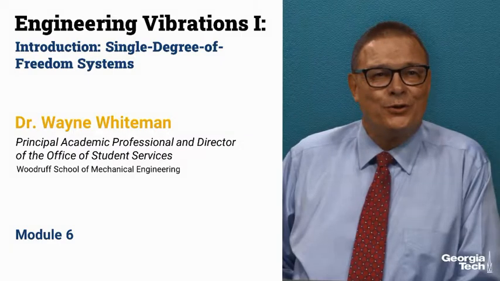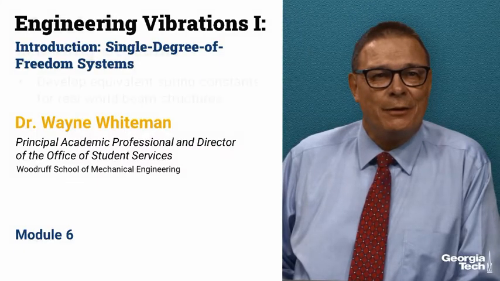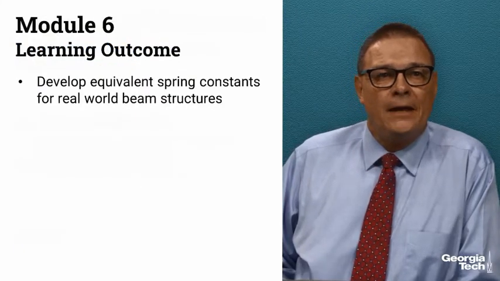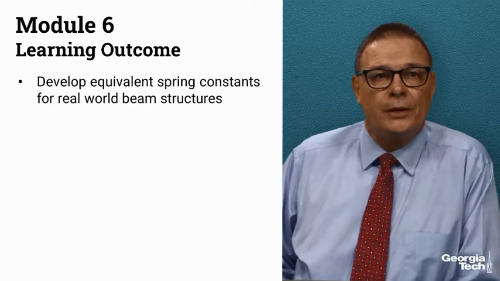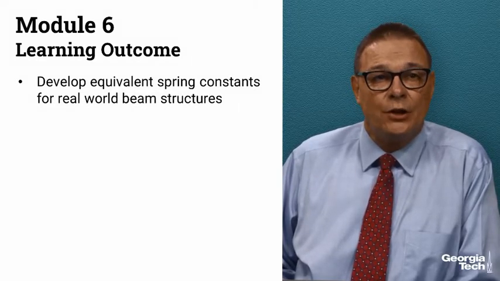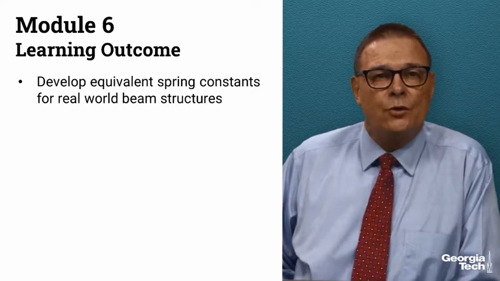Welcome back to Module 6 of an Introduction to Engineering Vibrations. Today's learning outcome is to develop equivalent spring constants for real-world beam structures. Last time we did an axially loaded member and a torsionally loaded structural member. Today we're going to do beam structures.